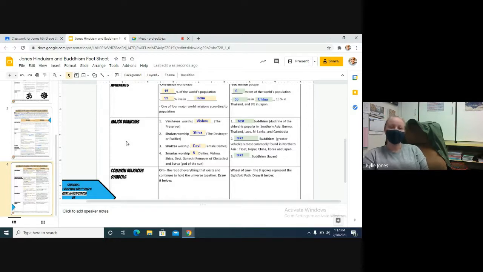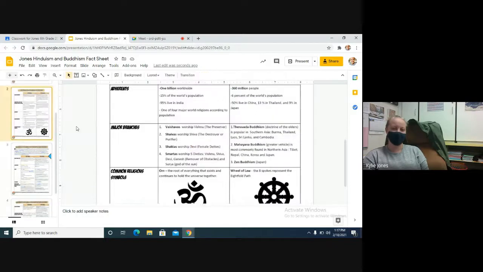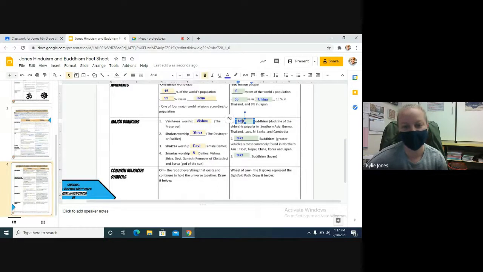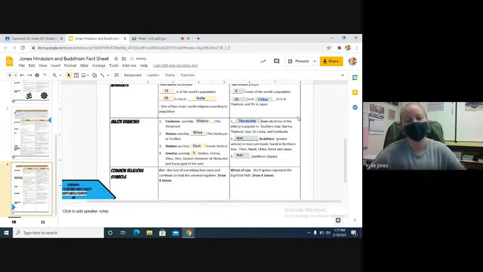It's fine. Buddhism. Number 1 is blank Buddhism. The doctrine of the elders is popular in southern Asia, Burma, Thailand, Laos, Sri Lanka, and Cambodia. What type of Buddhism is that? Theravada. Okay. Gotta spell it correctly. Theravada. That is a type of Buddhism. It's popular in a lot of places.